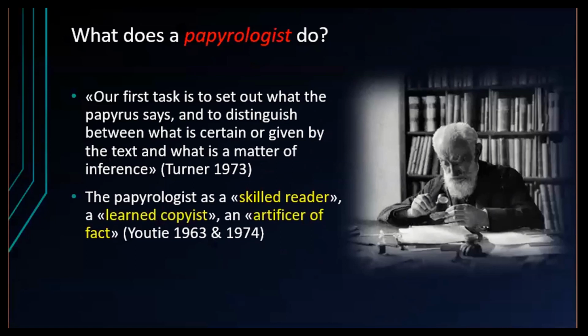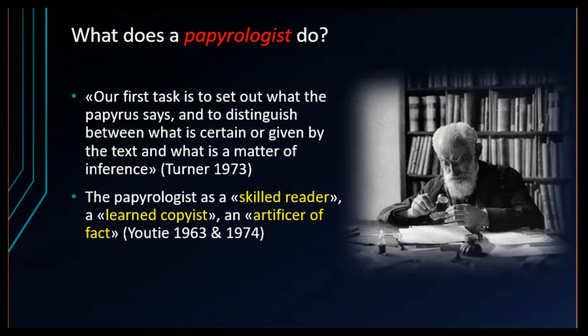So the title of my presentation is an obvious reference to Sir Eric Turner's 1933 monograph, The Papyrologist at Work, where he attempted a sort of methodological definition of what a traditional papyrologist does. Quote, "Our first task is to set out what the papyrus says and to distinguish between what is certain or given by the text and what is a matter of inference. This is the prime responsibility of the papyrologist," end of quote.